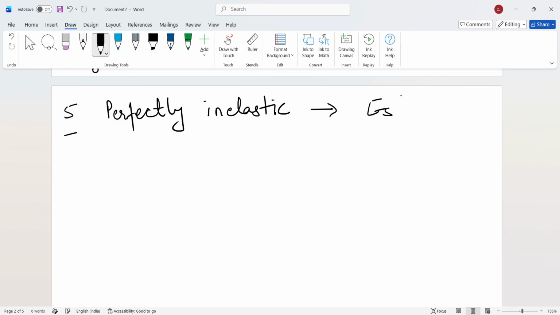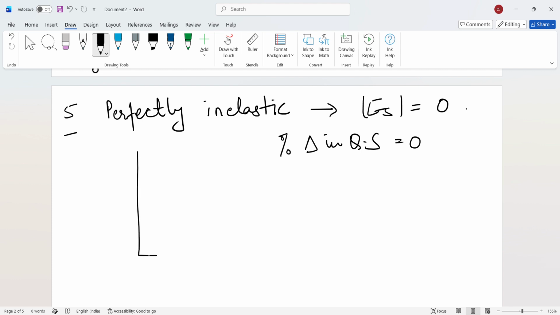In this case, the elasticity would be equal to 0. So it basically means that whatever the given change in price, the percentage change in quantity supplied is 0. It does not change at all, right?